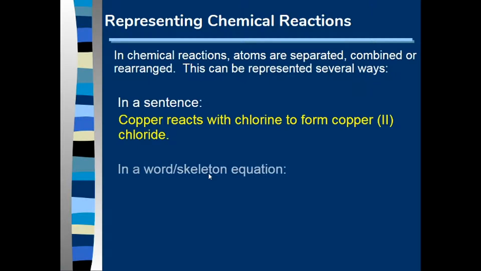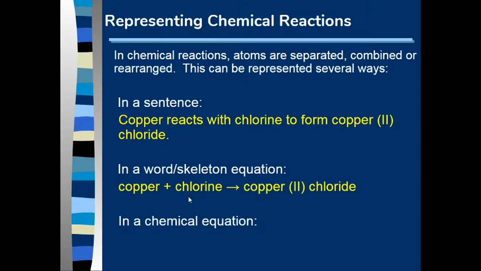The first way is a word equation, also called a skeleton equation, where we just take out all of the extra words except for the substances. So we say copper, and for "reacts with," we use a plus sign. And for "to form," we use an arrow. And then there's your product, copper 2 chloride. So it's called a word or skeleton equation.